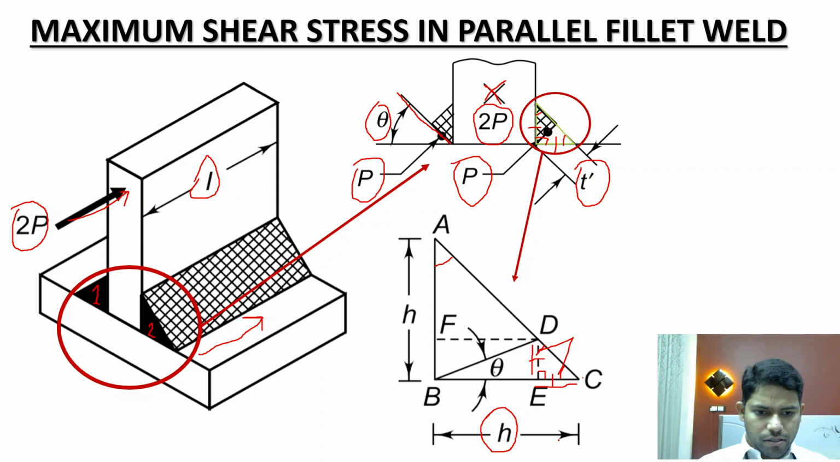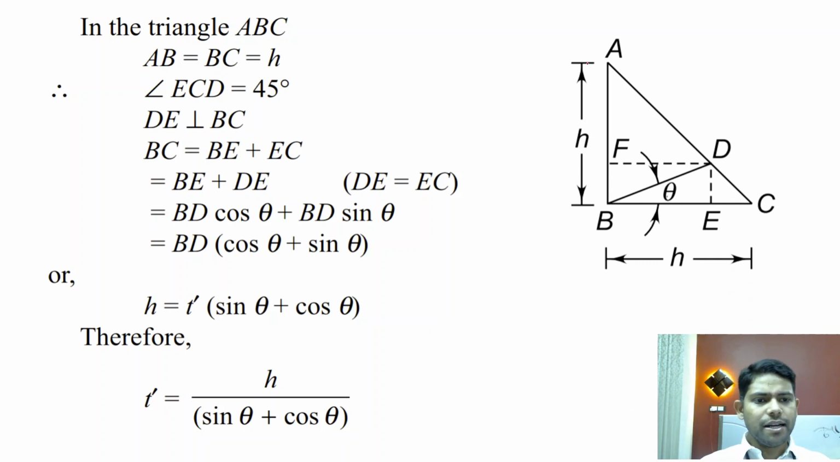Now this geometry will be more clear to you in the next slide. You can see that this is again the same figure, which is having triangle ABC, a right angle isosceles triangle. If you consider this triangle, you can see that AB is equal to BC is equal to H, and since these two lengths are equal, that's why we are calling it an isosceles triangle.